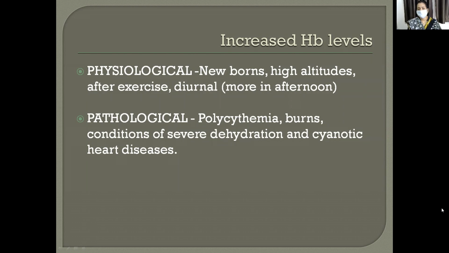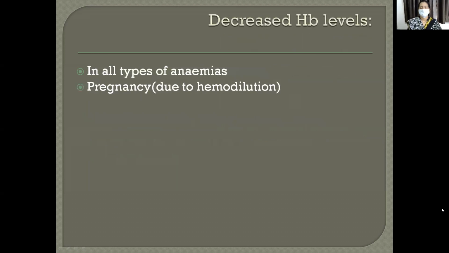Then the burns, then the condition of severe dehydration, obviously there is a relative increase in the hemoglobin levels because the volume of the fluid in the body is low. Then cyanotic heart disease. Now, decreased hemoglobin levels are seen in absolutely all types of anemia and in pregnancy due to hemodilution, because pregnancy is physiologically a volume overload state, right?